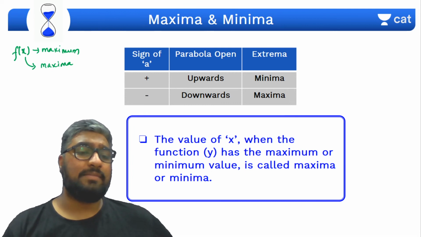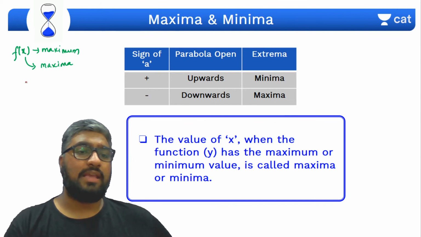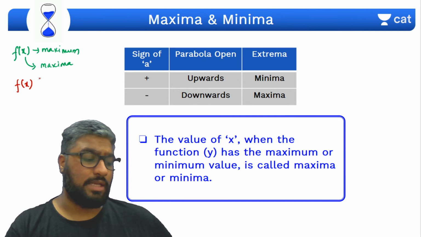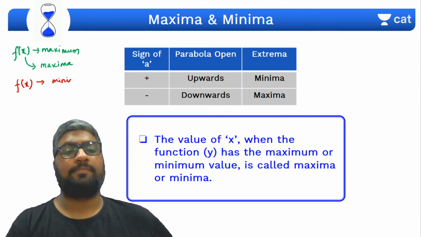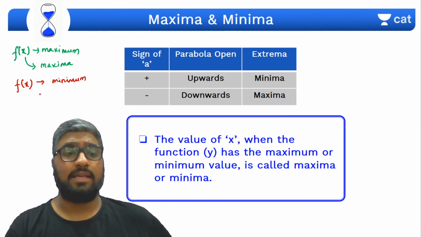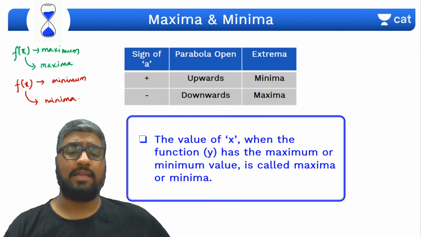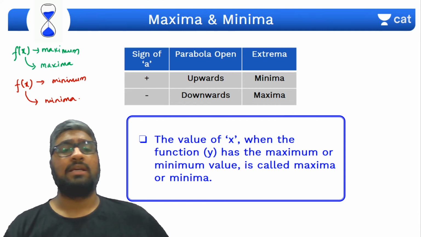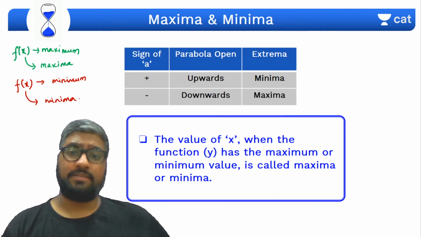Got it? Similarly, on the other hand, what happens if the f of x's value or y's value, whatever you want to call it? We usually call it y, but anything that you want to call it. If this is minimum, the least value it could get, then whatever was the value substituted as x, that would become minimum. Got it? So that is maxima, minima, and maximum value and minimum value of a given expression.